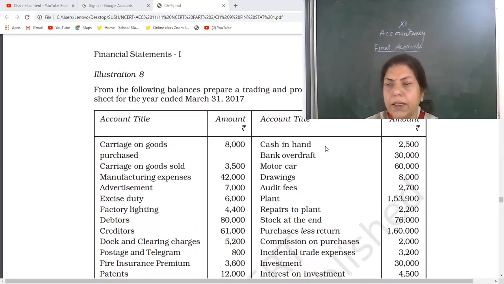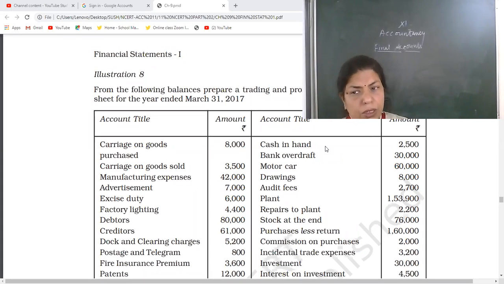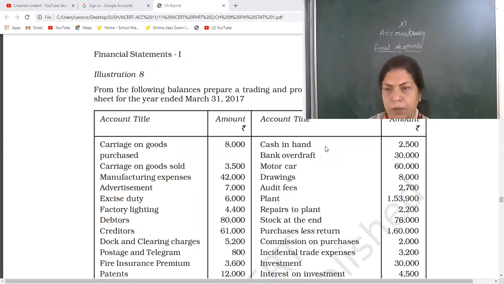Now cash in hand. Cash in hand is an asset shown in the balance sheet. Bank overdraft is a liability. Bank overdraft, as I taught you in chapter 5, bank reconciliation statement. This is the facility given by the bank to current account holders so that they can withdraw more than their deposits. Okay, so bank overdraft will be treated as a current liability.